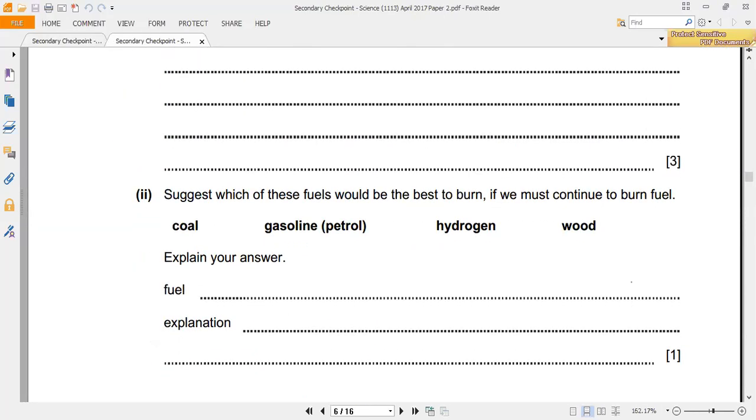Part C. Suggest which of these fuels would be the best to burn if we must continue to burn fuel. Coal, gasoline, petrol, hydrogen, wood. Explain your answer. The fuel is, and the explanation. From my point of view, I see that hydrogen. Why? Because it's less polluting than the others.